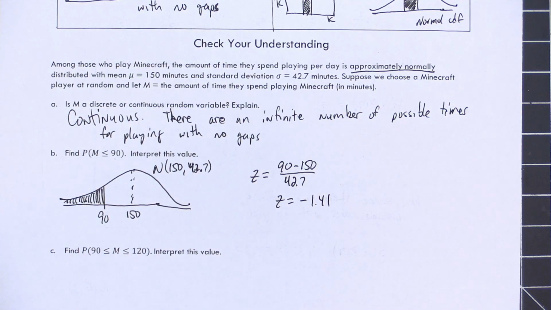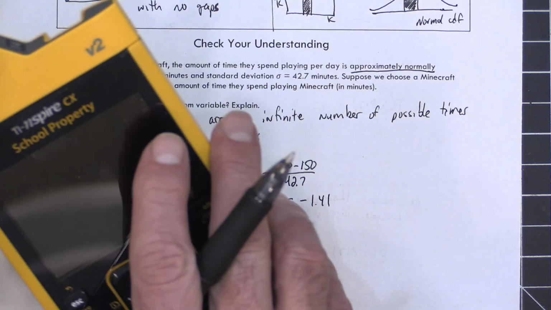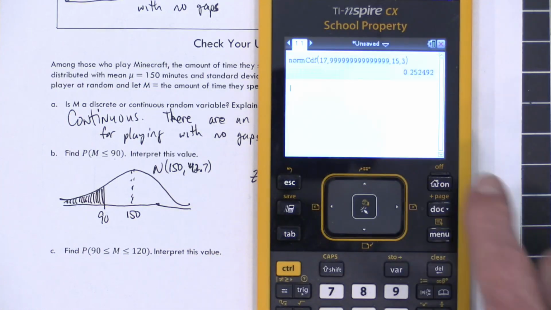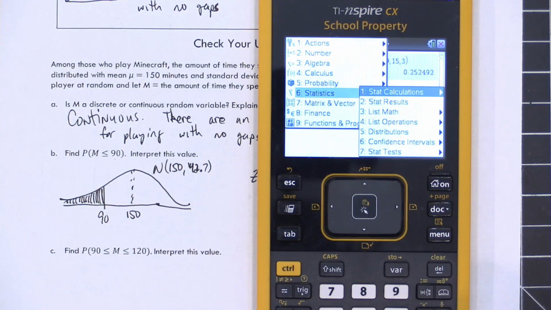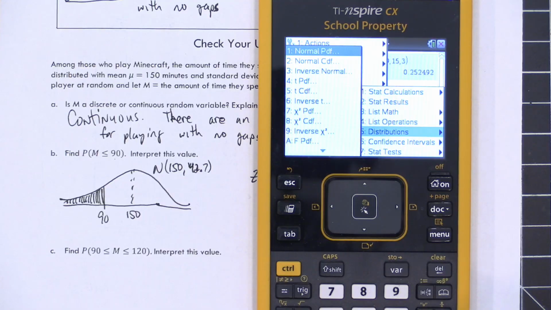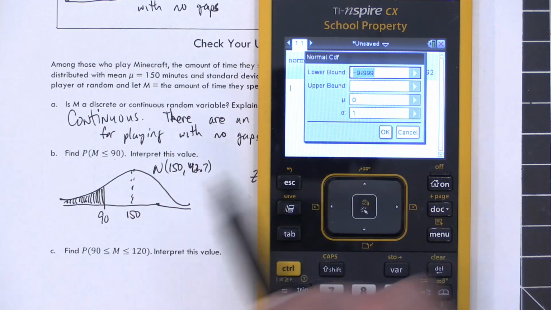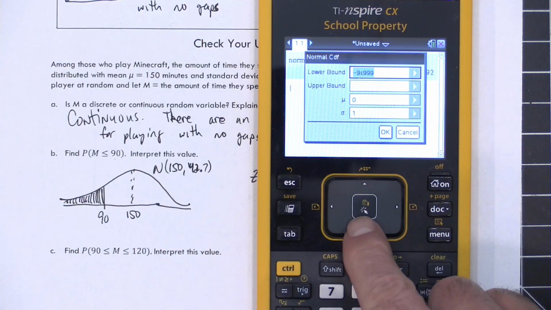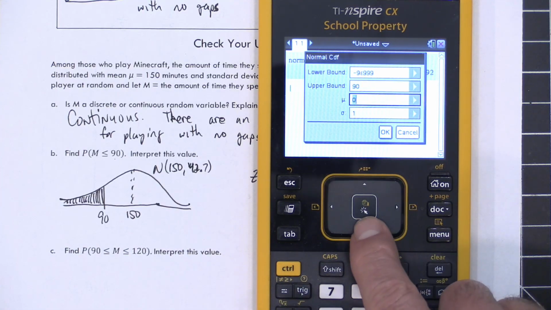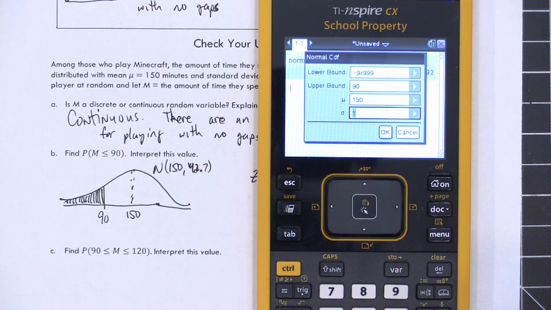Now, a negative z-score means this is less than the mean. So we're expecting the probability to be pretty small because it's less than the middle of the curve. But we can find it out now. So let's do our calculator here. I'll pull out my handy dandy calculator. So again, menu, statistics, distributions, normal CDF. Now, I'm looking at a lower boundary of negative infinity because it's shaded to the left. So my upper boundary is going to be 90. My mean is 150. My standard deviation is 42.7.